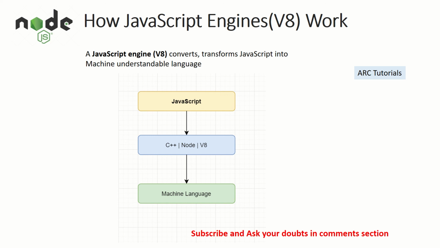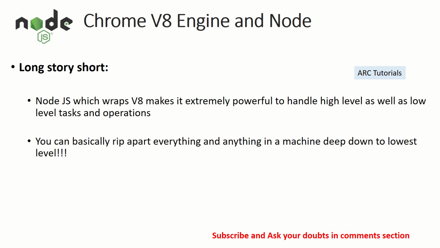With that understanding, we'll start right with writing our first application in the next episode. So this is just a long story short. Node.js, which wraps V8, makes it extremely powerful to handle high level as well as low level tasks and operations of a system. So basically, you can rip apart anything and everything in a machine deep down to the lowest level.